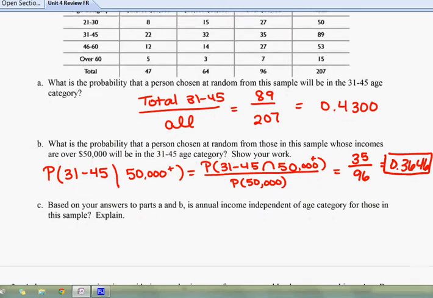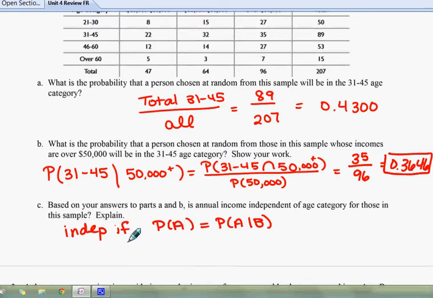Based on our calculations, it says, is income independent of age? You need to remember what the definition of independence means. The definition of independence says independent if the probability of A is equal to the probability of A given B.